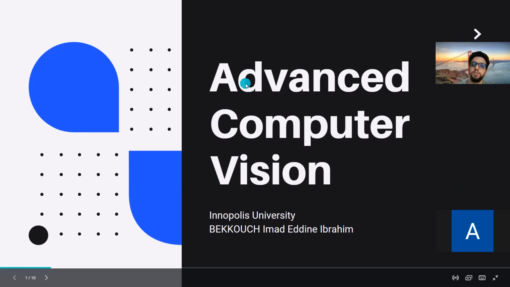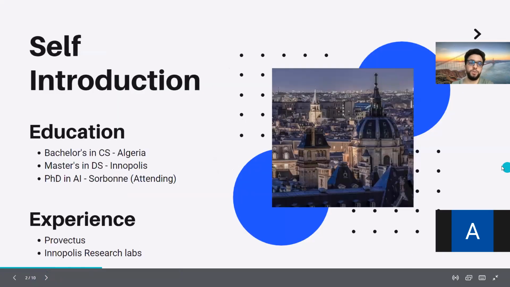So the course title is Advanced Computer Vision. It's done in F21 University, and my name is Coach Imaduddin Ibrahim. You can call me Imad. No need to use professor because I don't have a PhD, and no need for lecturer and stuff like that. So just be friends, right? There we go. So small self-introduction.